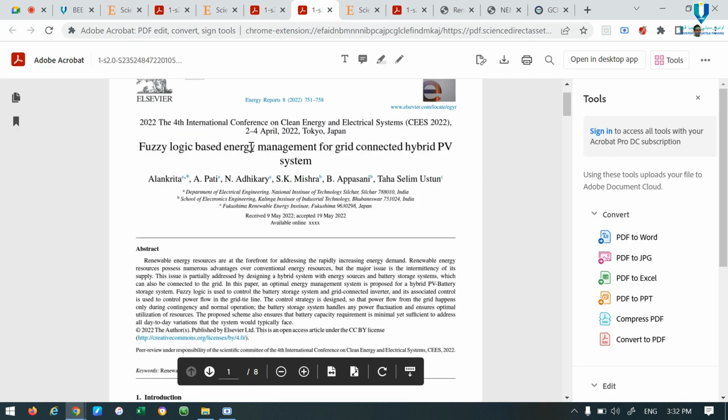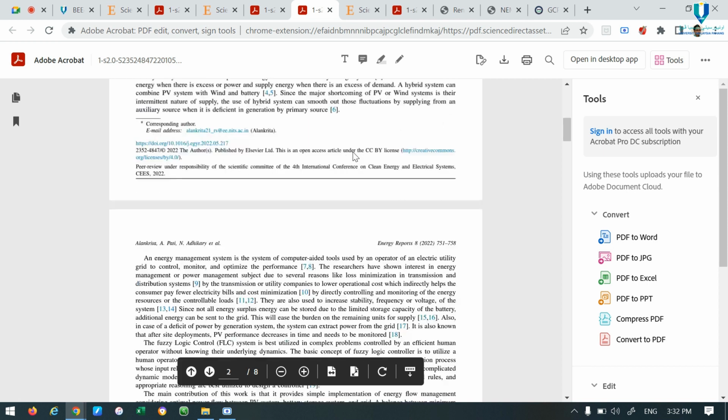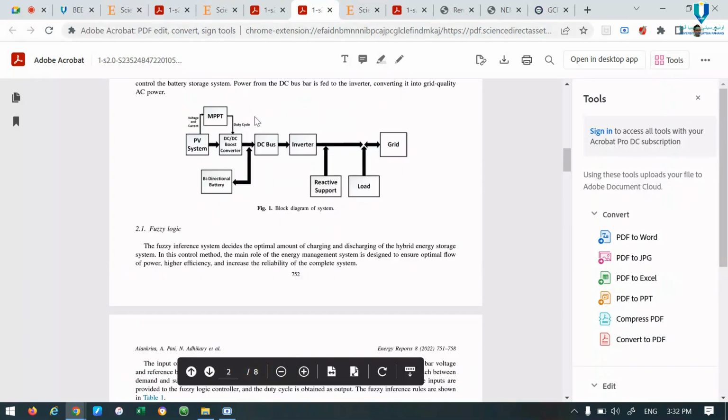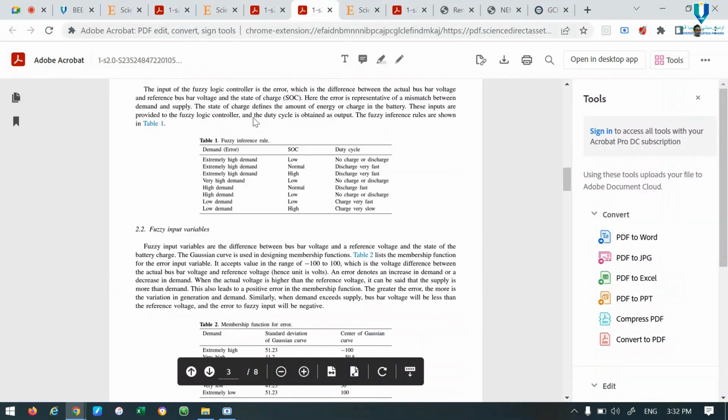Okay. Also, for example, fuzzy logic based energy management. So this energy algorithm is using fuzzy logic. Maybe some of you are using fuzzy logic in a grid connected hybrid PV system, and they have the bus and boost converter and so on.